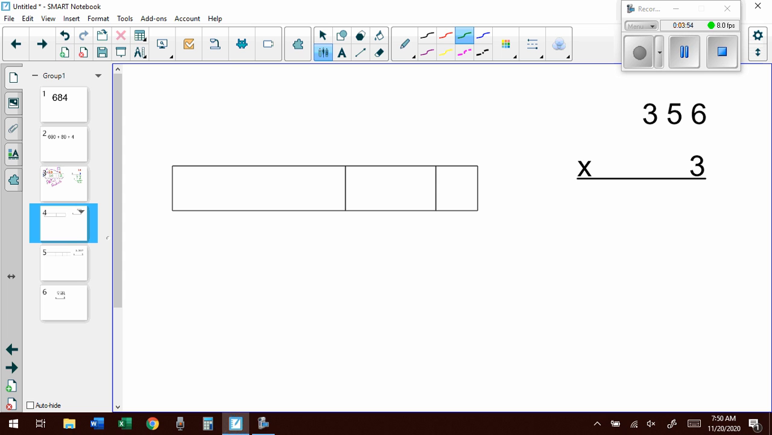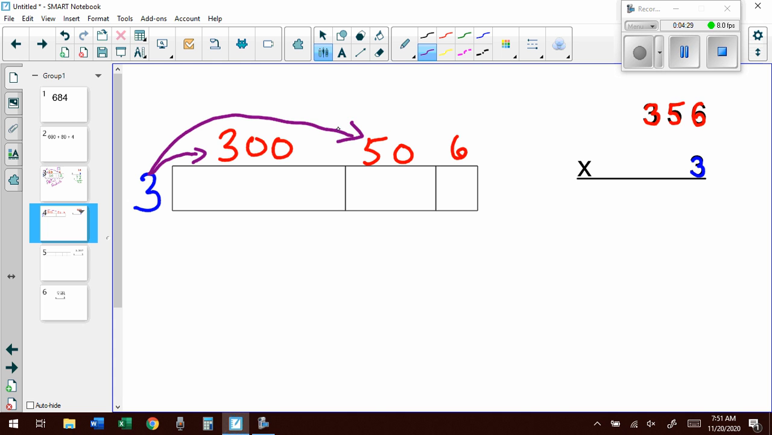The next one, we're going to go up a little bit. We are going to "yacha" this 356 into pieces. "Yacha!" We have 356 as 356. We're going to multiply that by 3. And we're going to use our knowledge of area to multiply this 3 by 300, 3 by 50, and 3 by 6. Multiply, multiply, multiply.